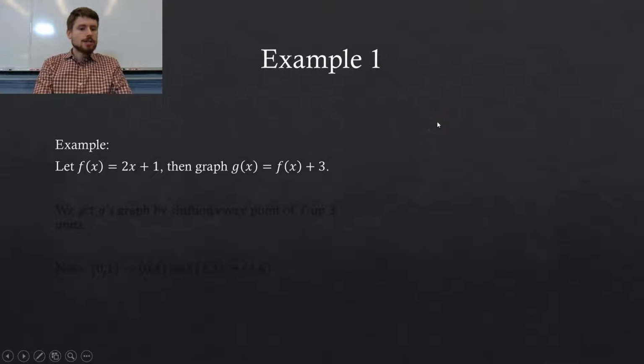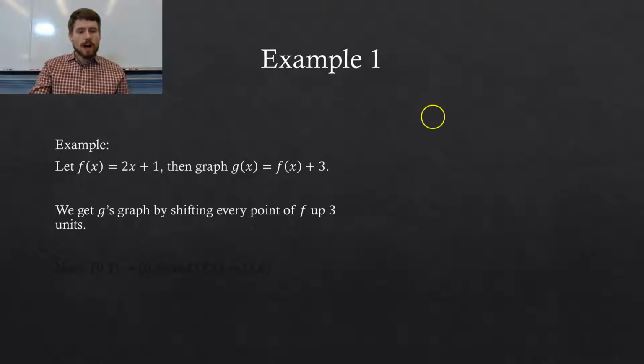Okay, so here's a function f of x equals 2x plus 1. That's a linear function, right? It's a line with slope 2 and y-intercept 1. And then we're going to base g off of f. We're going to say g of x is f of x plus 3. So we're going to take the function f, whatever we get as the answer, we're going to add 3 to it. Okay? So we're going to get g's graph just by shifting all of f's points up 3 units.